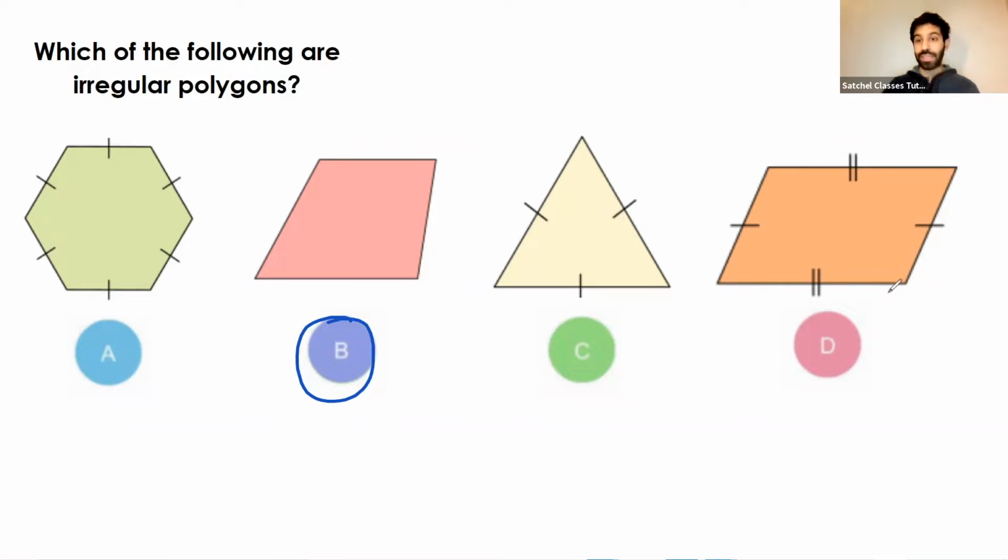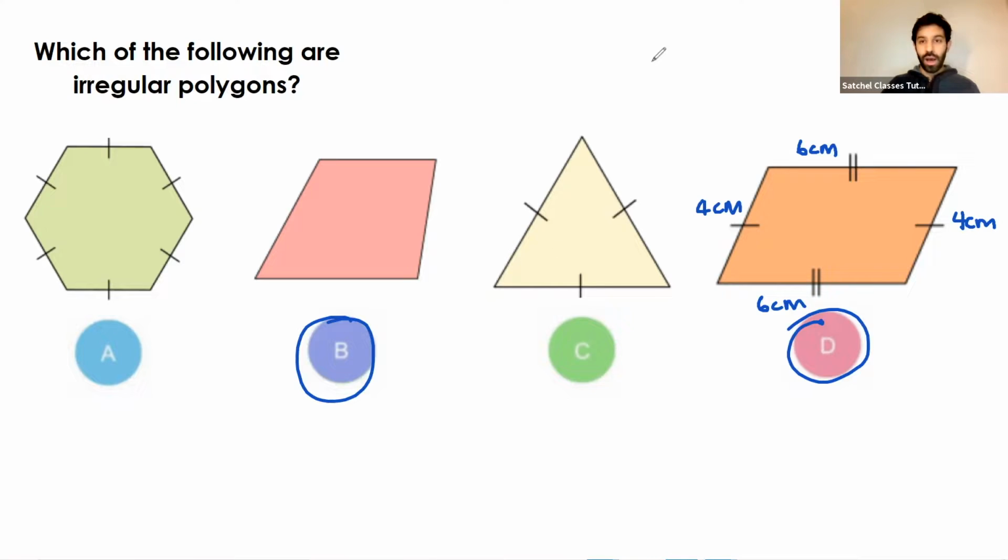Over here, what we have is a parallelogram. And whilst these two sides are the same and these two sides are the same, not all the sides are the same length. So for instance, this side might be 6 centimeters and this side might be 6 centimeters. These two vertical sides are going to be, let's say, 4 centimeters each. So this parallelogram is also an irregular polygon.